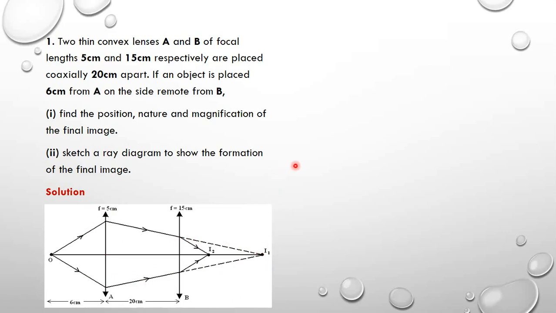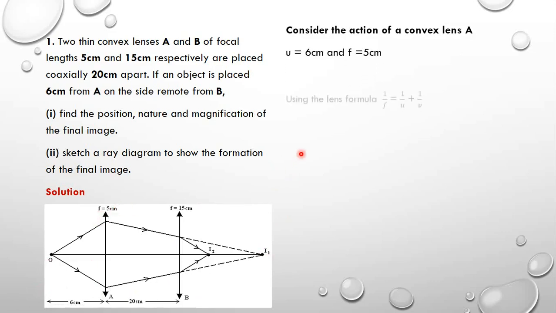So let us first get that. Considering the action of lens A, the object distance is 6 centimeters, the focal length is 5. So using the lens formula, we shall have 1 over f is equal to 1 over u plus 1 over v. And when we replace for f and then substitute for u as 6, we shall get our v as 30 centimeters. So the distance from here up to here is 30 centimeters.